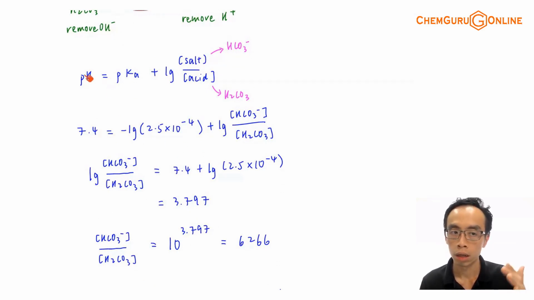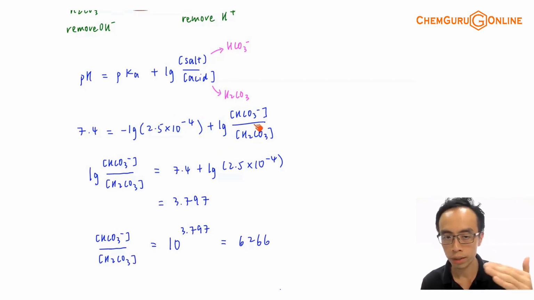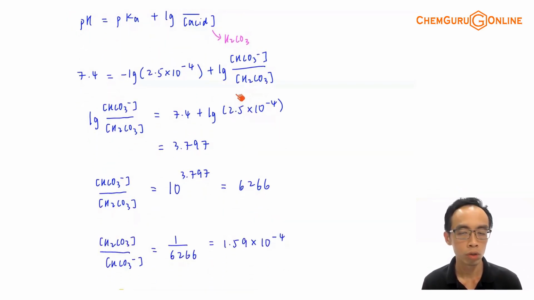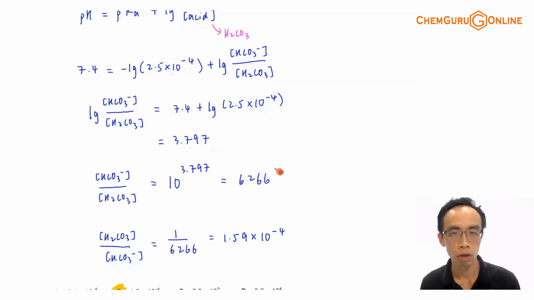Now, the pH is 7.4, and pKa is just minus log Ka, where the Ka value is already given in the question, plus log HCO3 minus over H2CO3. Next, we do some rearrangement. I want to figure out log of HCO3 minus over H2CO3, which is 7.4 plus log 2.5 times 10 to the minus 4. This works out to be 3.797. Then I can remove the log term. This ratio, HCO3 minus over H2CO3, equals 10 to the power of 3.797.